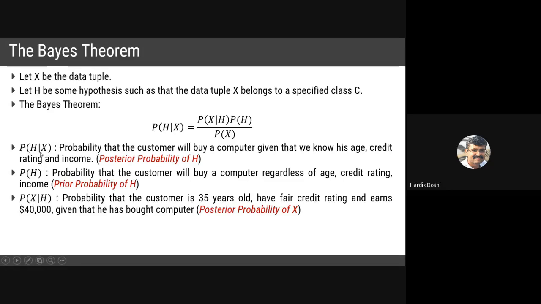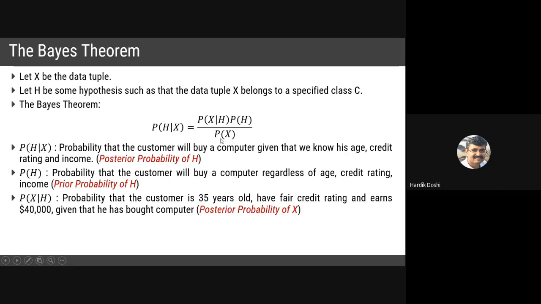Whereas this is what we want to find. This is the record we have. Age we know, credit rating we know, income we know, but we don't know whether he is going to buy it or not. So that is what we want to calculate, and this theorem gives this particular value.